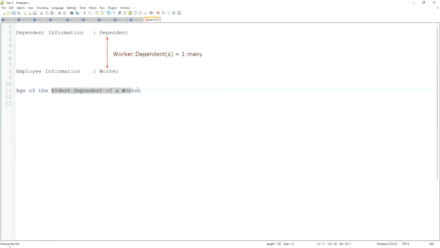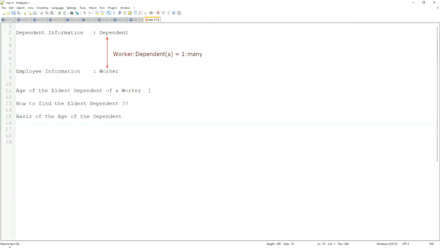Now eldest dependent. One worker may have many dependents. Now, when you have multiple dependents, how do you find the eldest dependent? Based on what? Based on the age. Based on the age of the dependent. If I say how to find the eldest dependent, first of all, we will find it on the basis of the age of the dependent. Correct.